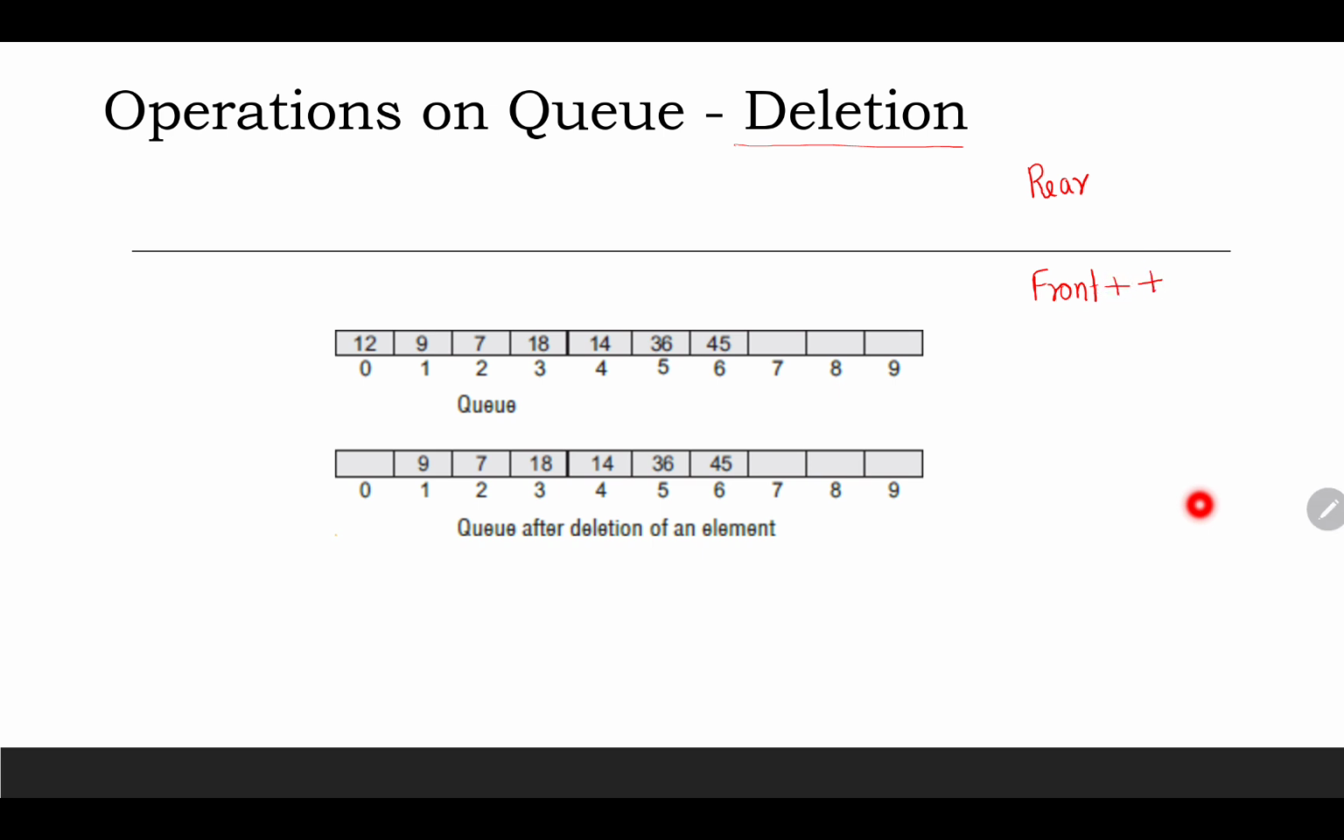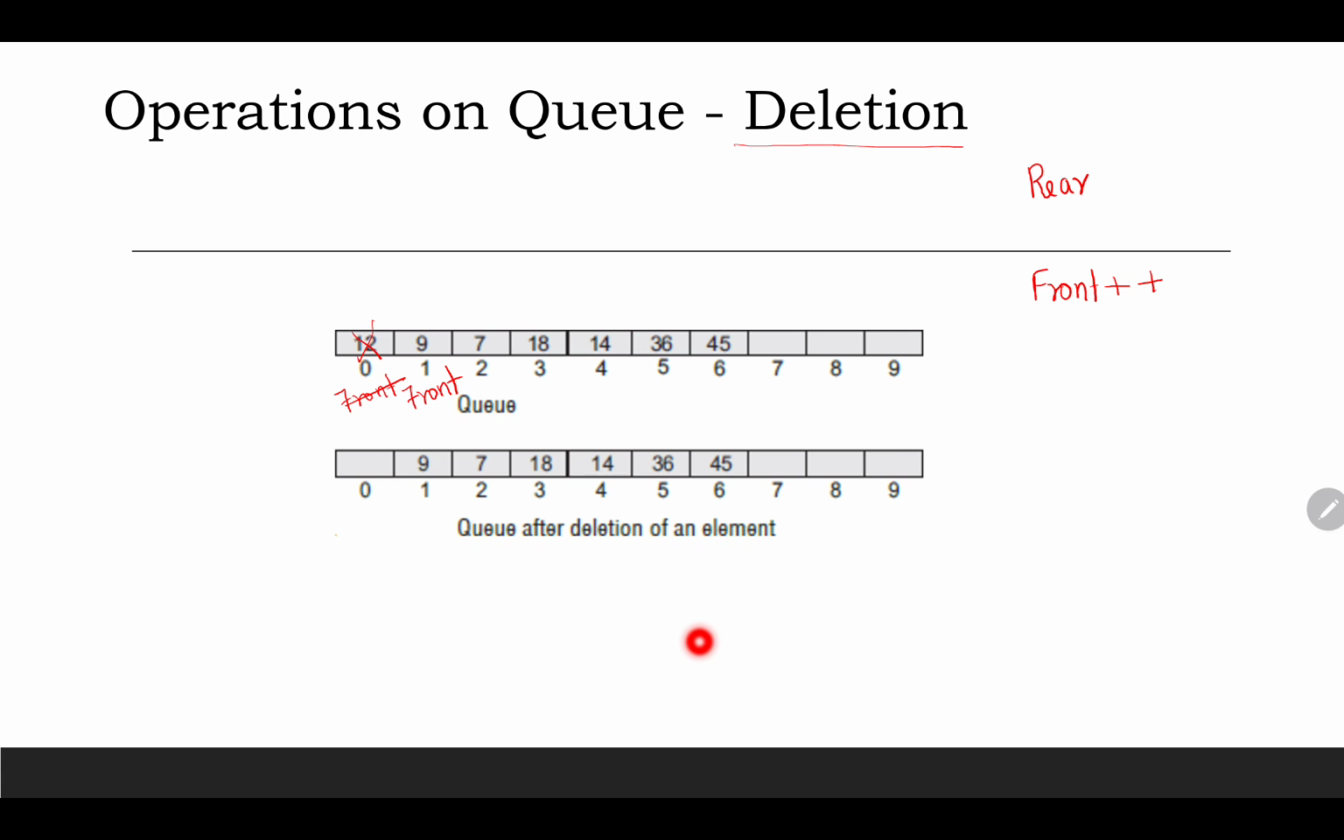In this example the front position is 0. If you want to do the deletion, we have to do it at the front position. So we have to increment the value of the front. Now the value of the front is 0, so it will be incremented. Now the value of the front is 1. Then we can remove the element.